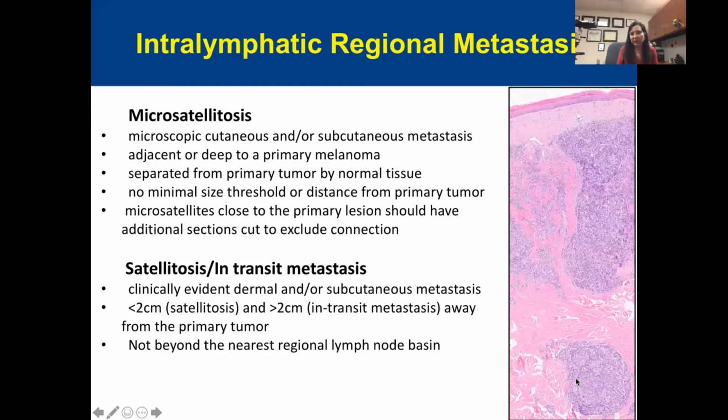Okay, and let me talk about satellite and in-transit metastasis. Not micro, so this is more clinical: clinically evident dermal or subcutaneous metastatic melanoma. Those two differ just in the distance from the primary tumor. If it is less than 2 centimeters from the primary tumor, it is satellite, and if more than 2 centimeters from the primary tumor, it is in-transit. The other thing is that both of them don't go beyond the nearest regional lymph node basin. For example, if I have a melanoma here, the satellite or in-transit shouldn't go beyond the nearest lymph node basin, that means the axillary lymph node. So the satellite and in-transit has to be between this primary melanoma and this axilla, between this area, right? Not beyond the regional lymph node basin.